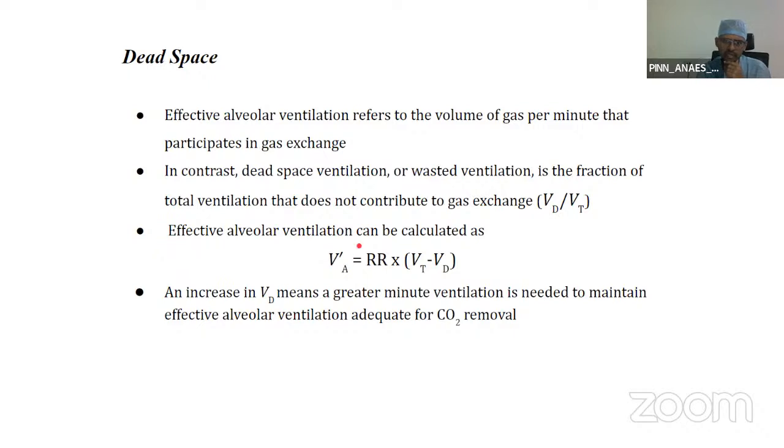So, effective alveolar ventilation can be calculated by this formula. An increase in dead space means a greater minute ventilation is needed to maintain effective alveolar ventilation adequate for CO2 removal. So, in this lady, even though the total minute volume is twice that of normal, most of it might be going to dead space ventilation. That's why her CO2 elimination is not adequate.